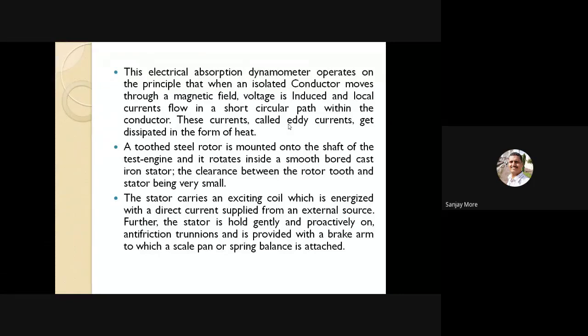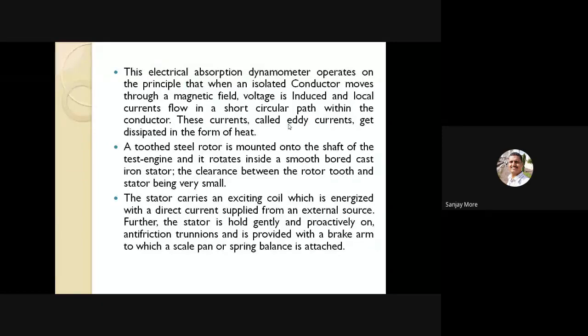A toothed steel rotor is mounted on to the shaft of the test engine and it rotates inside a smooth bored cast iron stator, the clearance between rotor tooth and stator being very small.